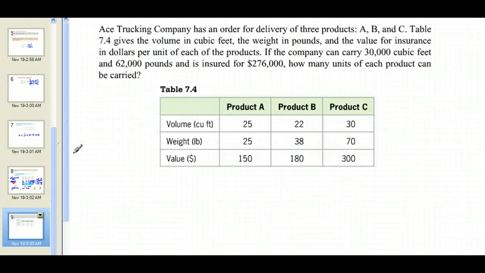And then an applied problem or a word problem where you have to do some setup. Again, all I need you to do is set it up and you go to your calculator to solve it. So Ace Trucking Company has an order of delivery of 3 products, A, B, and C. This table gives the volume in cubic feet, the weight in pounds, and the value for insurance for each unit. If the company can carry 30,000 cubic feet and 62,000 pounds and can be insured for $276,000, how many of each of these units should they carry?